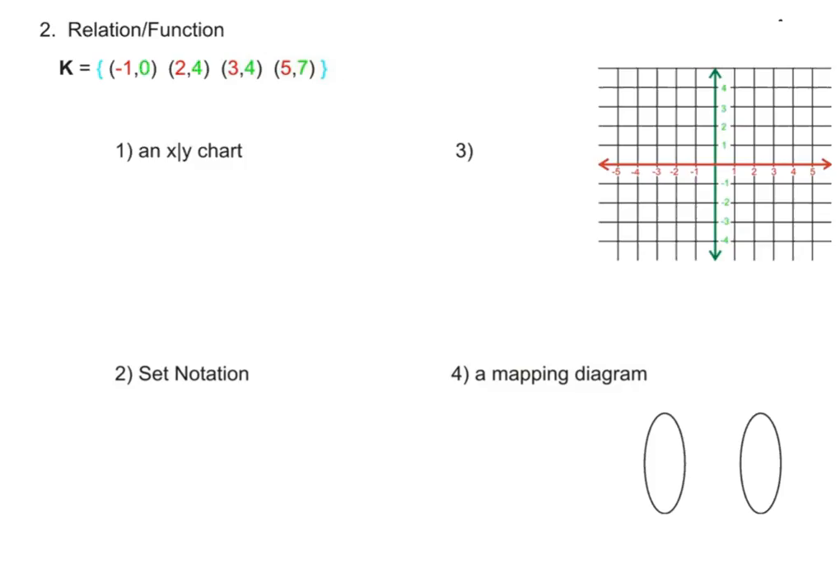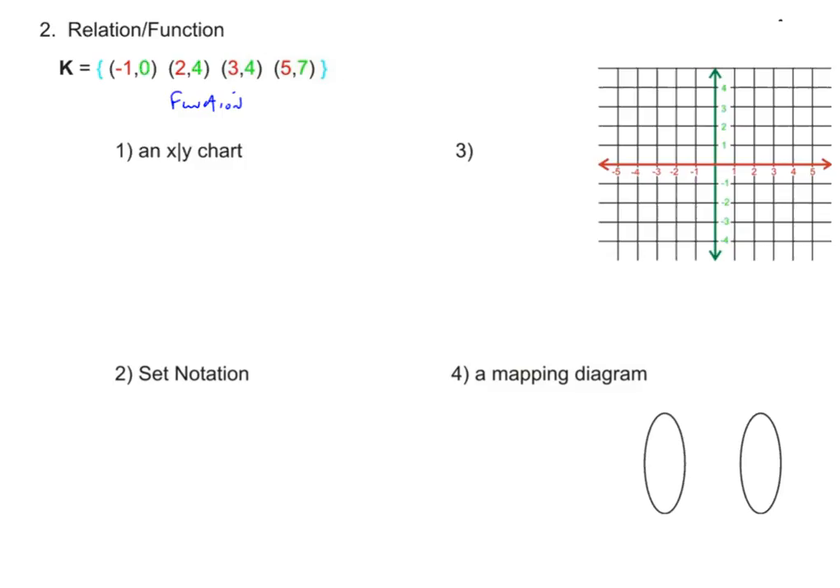So I like to say the X's are the guys and the Y's are the girls. And so simply put, what is a function? If any guy can date only one girl. Who is guy -1 dating? Girl 0. Who is guy 2 dating? Girl 4. Who is guy 3 dating? Girl 4. Who is guy 5 dating? Girl 7. Is any guy dating two girls? And the answer is no. And if any guy is not dating two girls, then it is a function. So this is a function. Boy, that's lousy writing, but you get the idea.